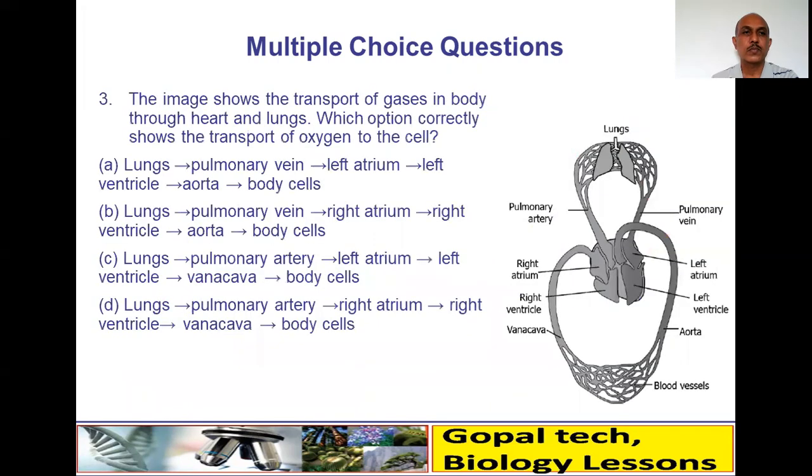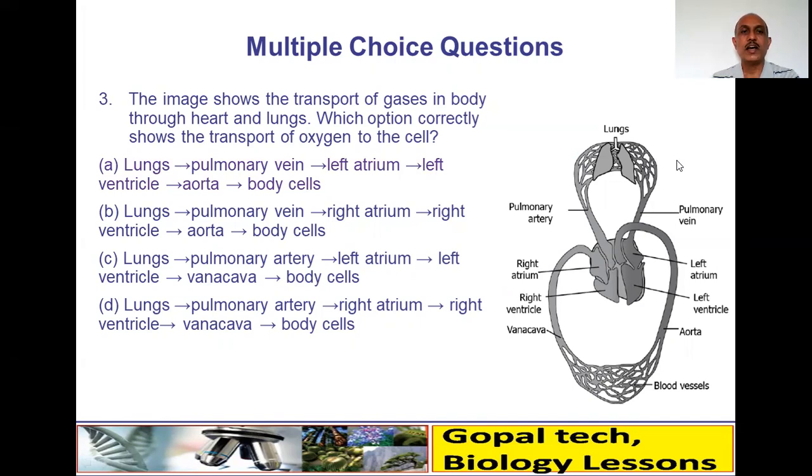Go to the next. The image shows the transport of gases in the body through heart and lungs. See, there is a heart and over here there are lungs. Which option correctly shows the transport of oxygen to the cell? Now from A, B, C, D given, find out the correct pathway. Pause the video, write the answer, check it.